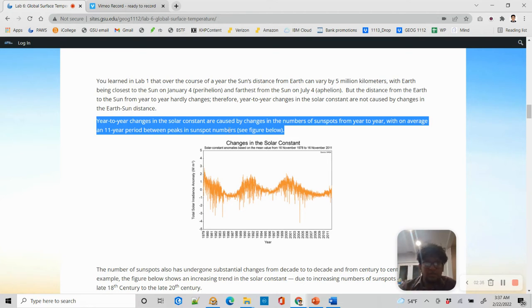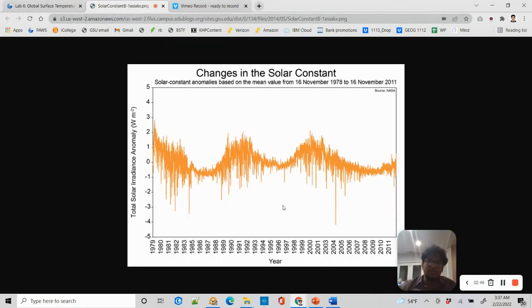So changes in the solar constant are caused by changes in the number of sunspots from year to year, with an average 11-year period between peaks in sunspot numbers. If you look at this figure, when you are going through the description, you will know what I'm talking about. The change in solar constant depends on the number of sunspots and other things, and the number of sunspots has a cycle, so it repeats every 11 years. Right now we are in 2022, and in 2023 the number of sunspots will be different, in 2024 it will be even more different, and after 11 years, in 2033, you will get the same number of sunspots as in 2022. So that has an 11-year cycle.